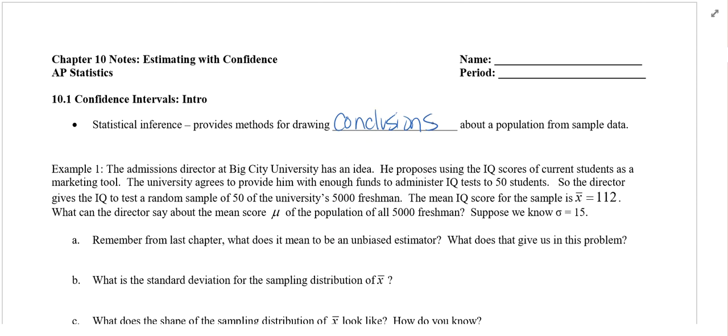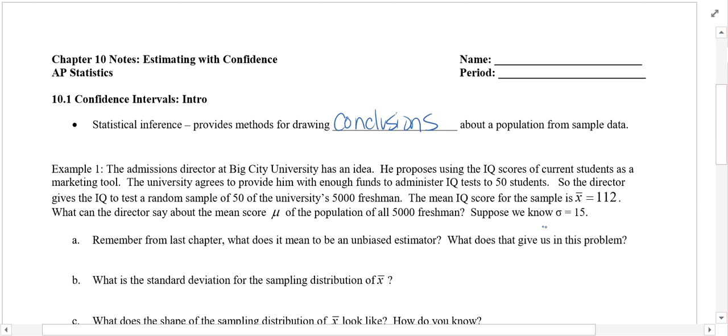Okay. So example 1, the admissions director at Big City University has an idea. He proposes using the IQ scores of current students as a marketing tool. The university agrees to provide him with enough funds to administer IQ tests to 50 students. So the director gives the IQ tests to a random sample of 50 of the university's 5,000 freshmen. The mean IQ score for the sample is 112. What can the director say about the mean score of the population of all 5,000 freshmen? And suppose we know that the population standard deviation is 15.